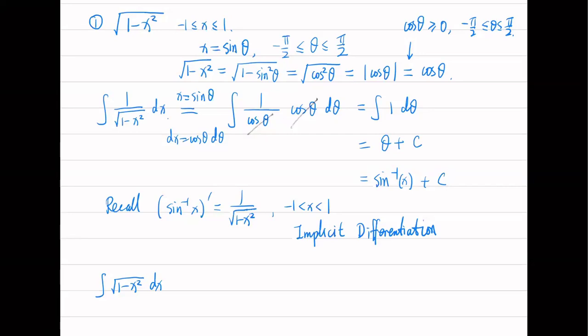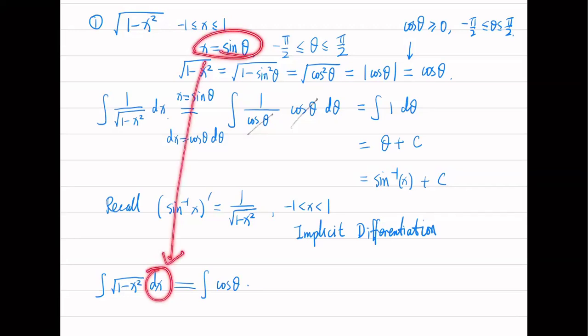Okay. So whenever we see a factor like this, square root of 1 minus x squared, we use this substitution. So we substitute x by sine theta. Then what's this? Cosine, nice. Okay, this will be cosine. Again, what's dx? The derivative, cosine.